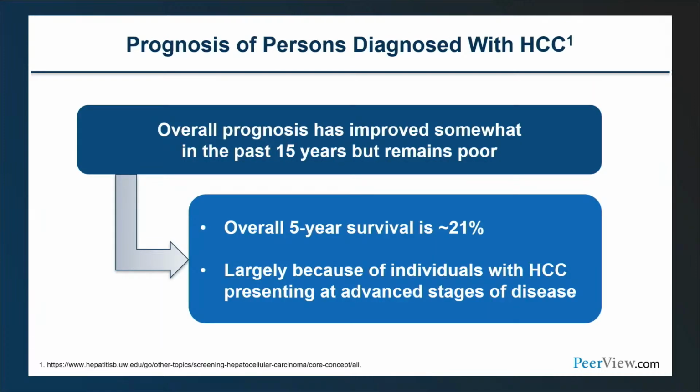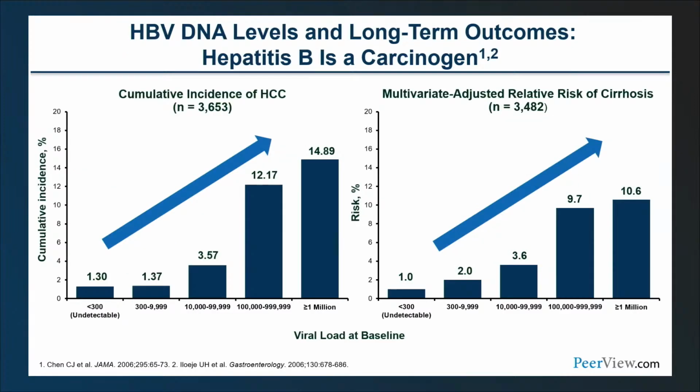When somebody is diagnosed with hepatocellular carcinoma, we're doing better, but still we need to do better. The overall 5-year survival is still low at 21%, and this is largely because we are not identifying these individuals at early stage disease. So I'm going to go over some data that shows that when you survey these individuals, you really give your patients who are unfortunate enough to develop hepatocellular carcinoma an opportunity to have a better shot at an excellent prognosis. Again, hepatitis B is a carcinogen.